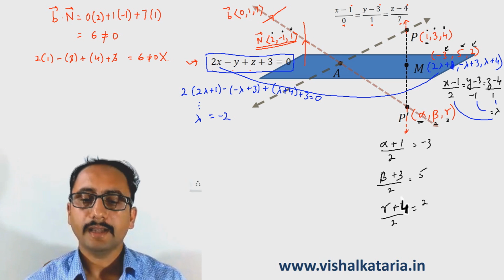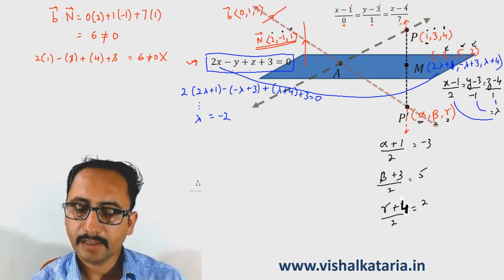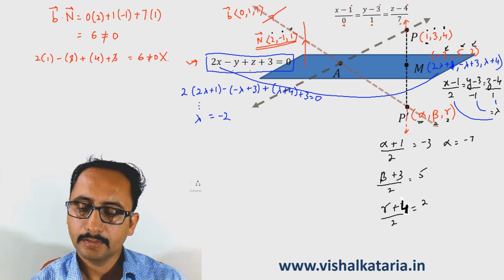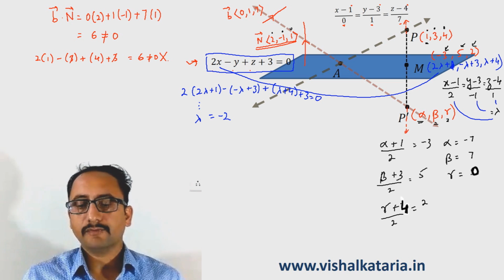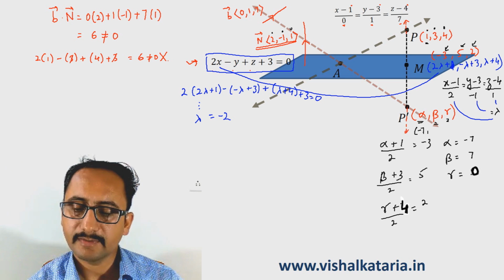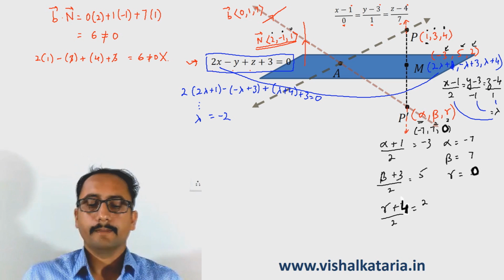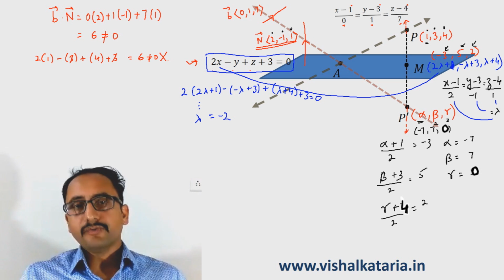And solving, I get the values of alpha, beta and gamma. So alpha will be equal to minus 7, beta will be equal to 10 minus 3, 7, gamma will be equal to 0. So I got the values of alpha, beta and gamma: minus 7, 7 and 2. We can also find the point of intersection of line and a plane.